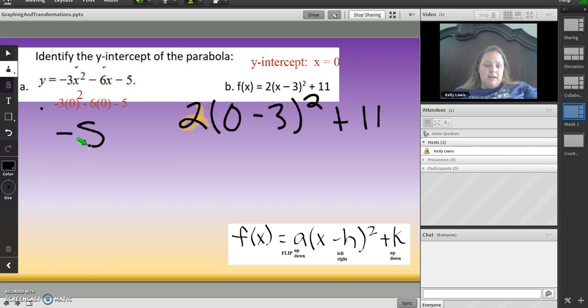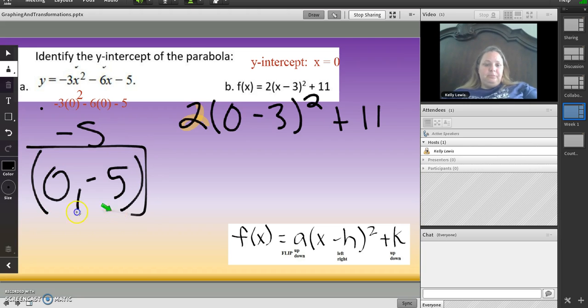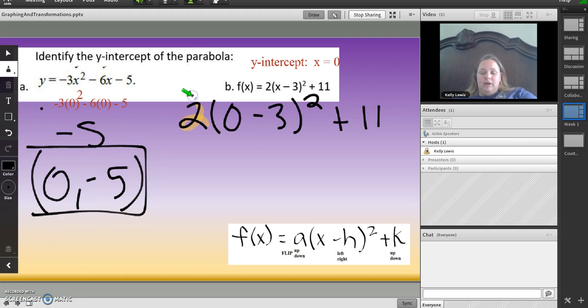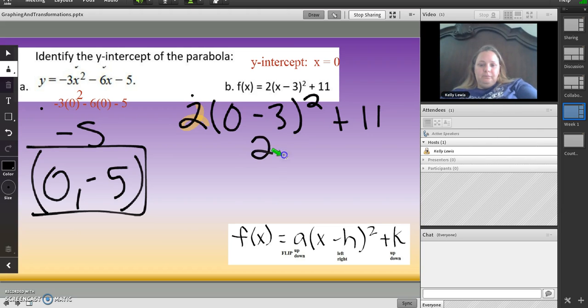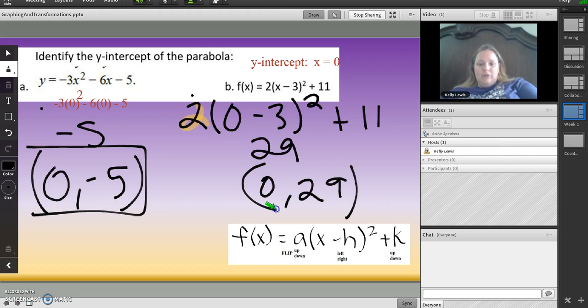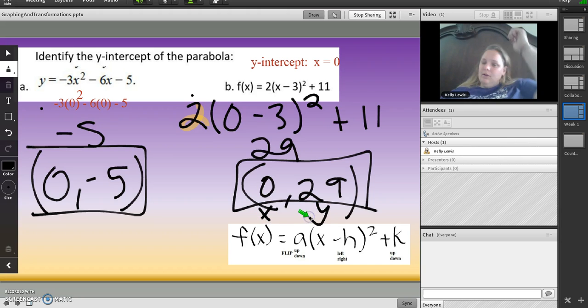And remember, intercepts, x and y-intercepts, you put them as an ordered pair. All right, so this other one, I'm going to put 2(0 minus 3) squared plus 11. And I type that one in. I get 29. So the y-intercept would be (0, 29). The y-intercept, you have the number in the y spot. That's the x spot, and that's the y spot. And the x-intercept, you have the number in the x spot.